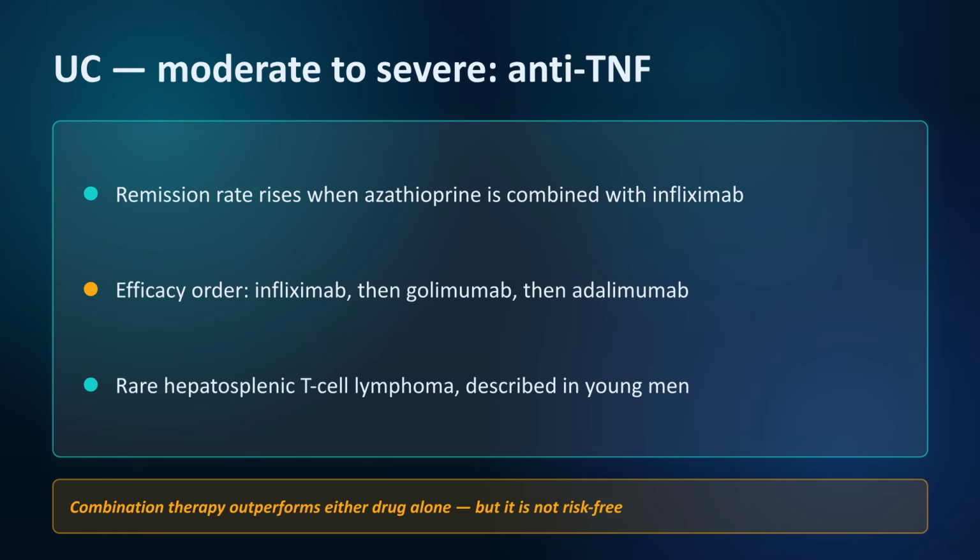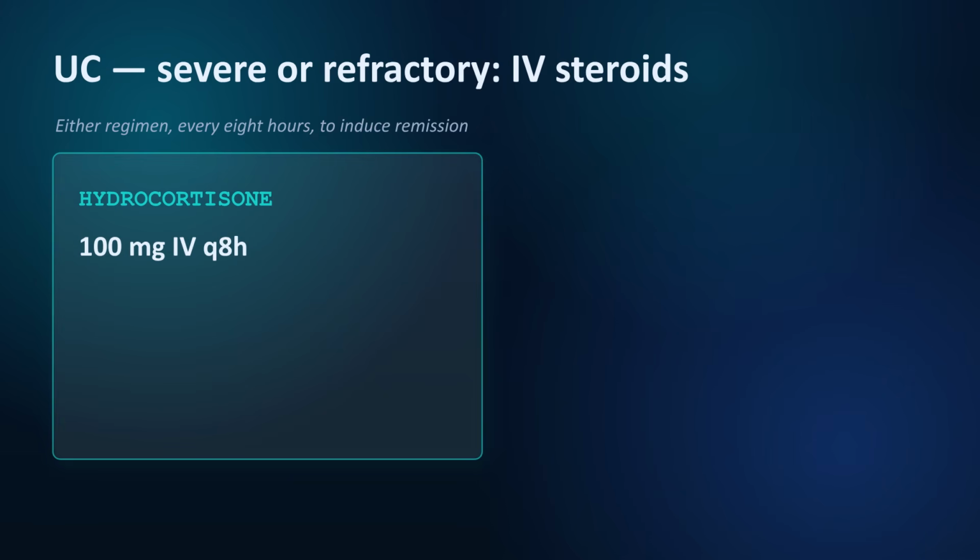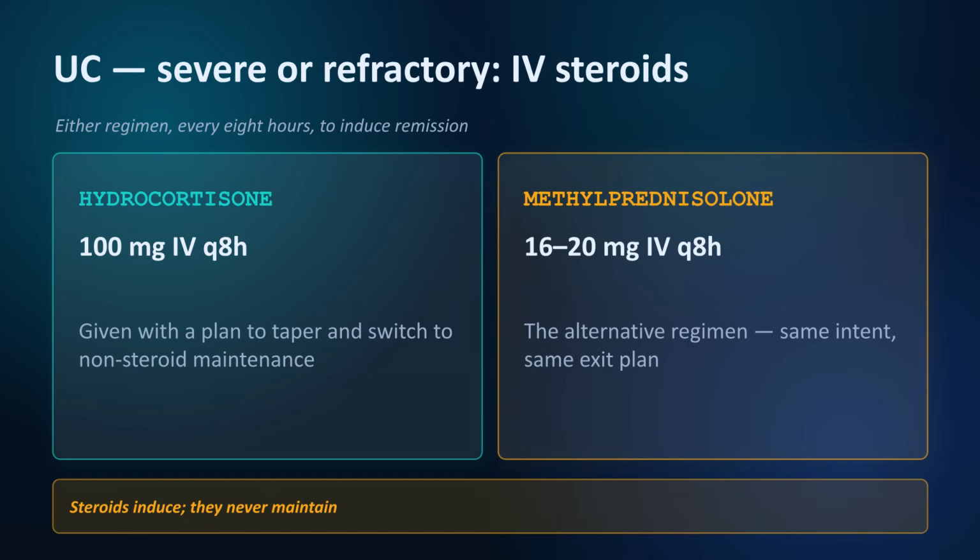Check drug levels and antibodies if a patient loses response over time. Now the top rung: severe or refractory ulcerative colitis. Intravenous steroids to induce remission, and there are two accepted regimens: 100 milligrams of hydrocortisone intravenously every 8 hours, or 16 to 20 milligrams of methylprednisolone intravenously every 8 hours. Either one, every 8 hours.